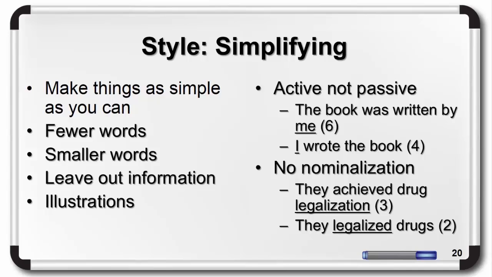There are several strategies you can use to simplify your writing style. For example, use fewer words to say the same thing. Use smaller words to say the same thing. Leave information out that isn't important. And convey information without using words, for example with illustrations. A few tricks to reduce needless language is to not use passive voice or nominalizations. Passive voice is when the subject of a sentence follows the verb, for example with the sentence, "The book was written by me." Instead, I can just say, "I wrote the book," and use fewer words.